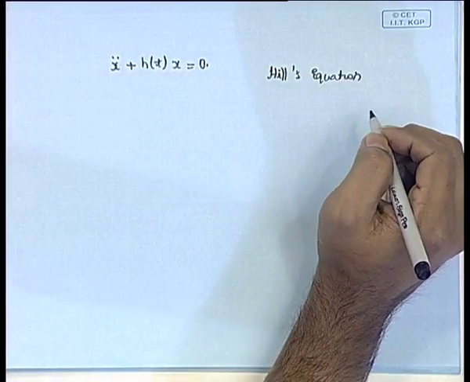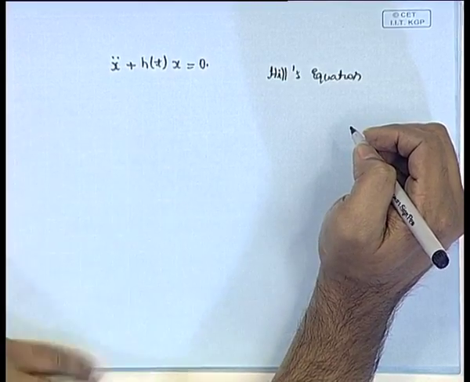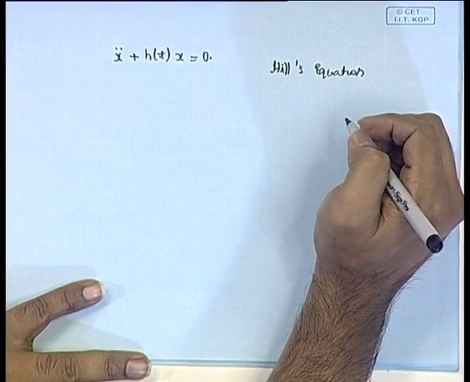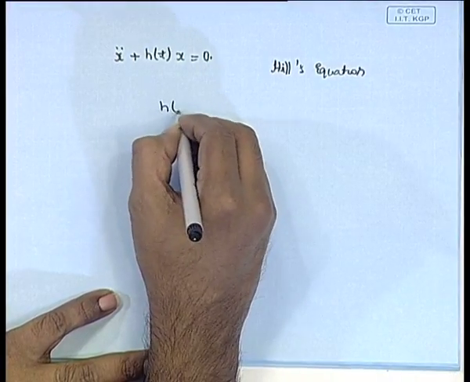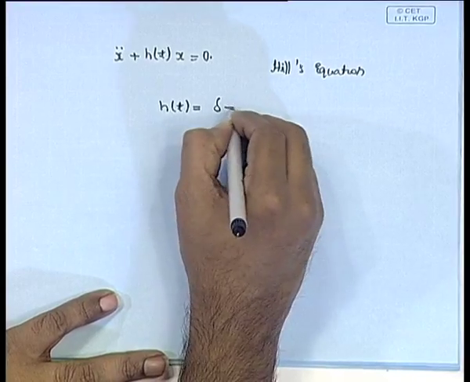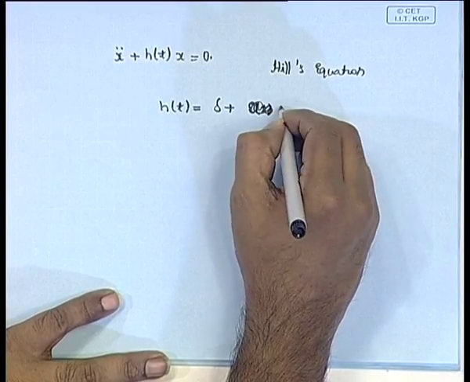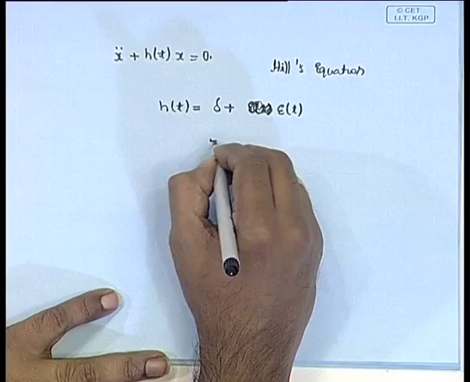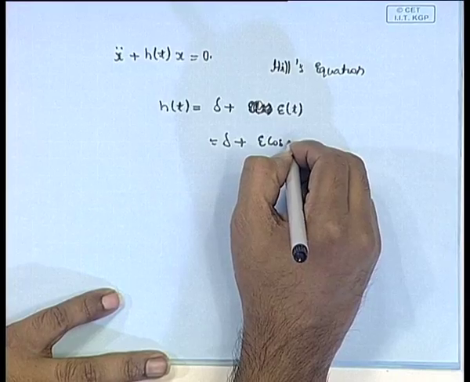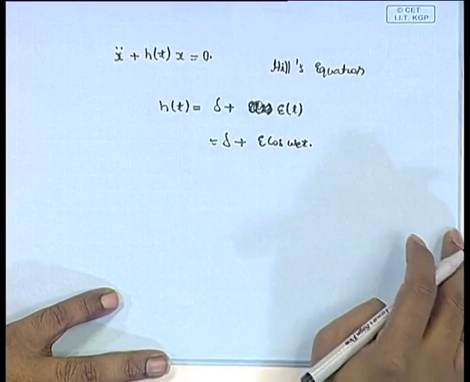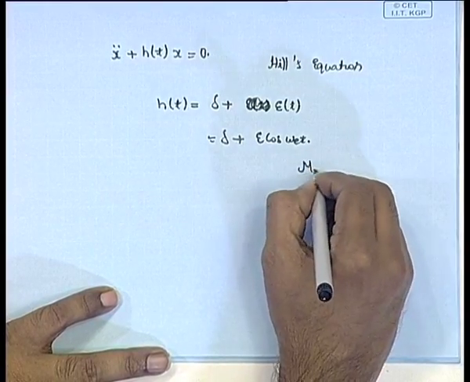So, this equation, where the coefficient of the differential equation is a function of time, is known as the Hill's equation. In the particular case, if we are able to write h of t as delta plus epsilon cos omega_e t, where delta and epsilon are constants, then this equation is called a Mathieu equation.